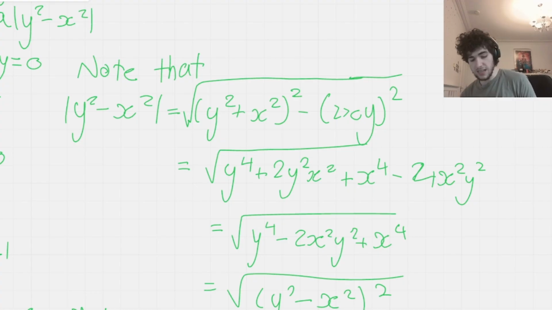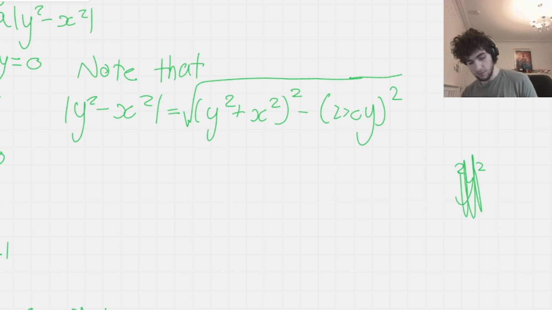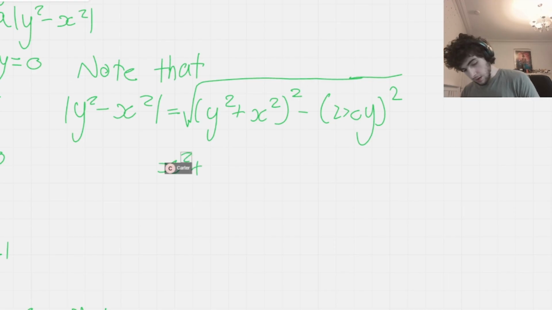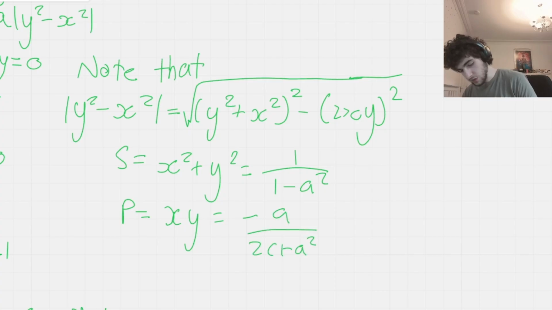But that's useful simply because now we know what x squared and y squared are in terms of a, because we solved for them, right? That was our s and that was our p. So I can just literally plug them in, and get rid of all my x's and my y's immediately. So I know that my x squared plus y squared from before is simply going to be equal to 1 over 1 minus a squared, right? And xy, that was equal to s, and our p was equal to xy, was equal to minus a over 2 times 1 minus a squared.